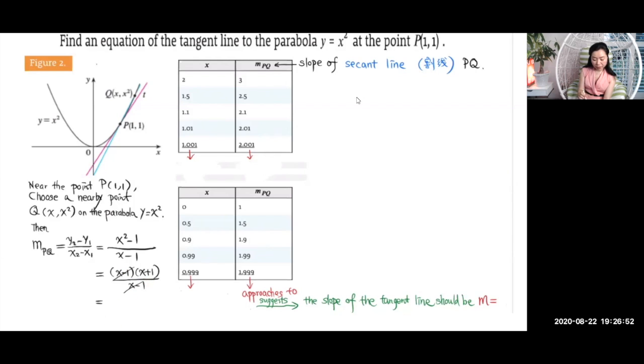So finally, you will get x plus 1. So the slope for this secant line PQ is actually equal to x plus 1, with the x here being the x coordinate for this point Q. So let's make a table.